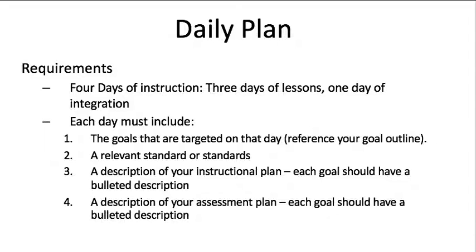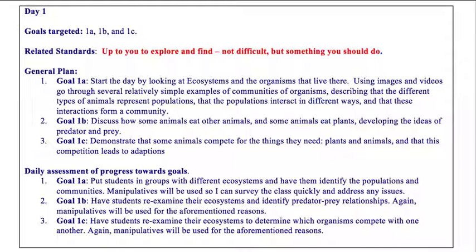The third thing is a description of your instructional plan, really short, like 2 to 3 sentences about how you're going to teach to your goals that day. And finally, an assessment plan. And each goal should have a bulleted description of what that assessment is going to be. An example of what this looks like, right? Here I have my lesson 1 goal, and I'm targeting goals 1A, 1B, and 1C. I should have a general plan for each sub-goal or goal that I'm targeting. So if I also would have an overall lesson 1 goal here, I would have a 4th option here.